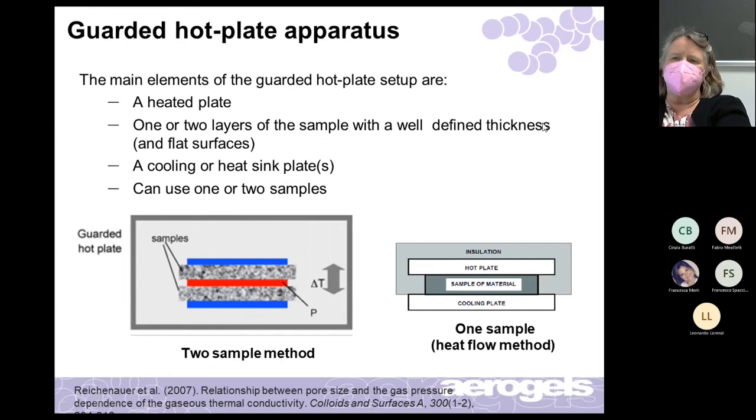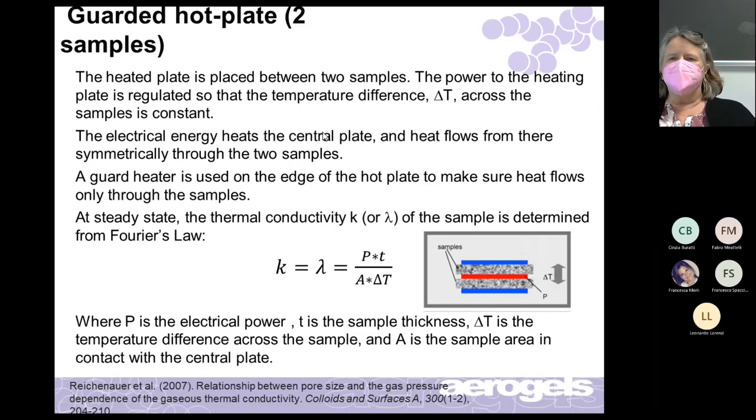Put it in there. And the technique is that the sample plate is placed between the two, for the two-plate method. And the power to the heating plate is regulated so that the temperature difference across the sample, from the bottom of the sample to the top of the sample, is constant. Again, we provide a guard heater at the edge, so all of the energy produced here flows through.